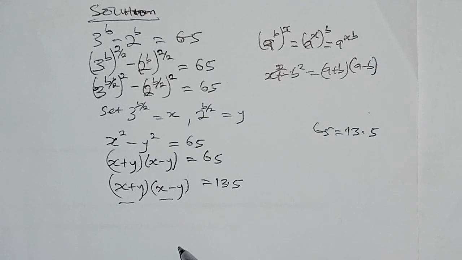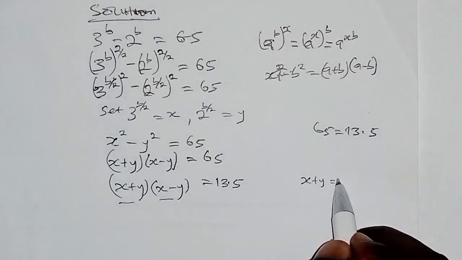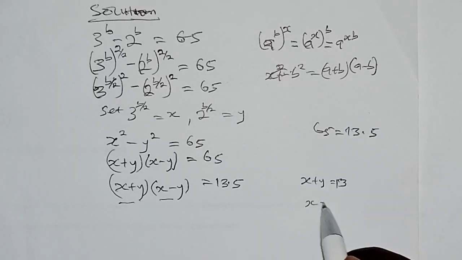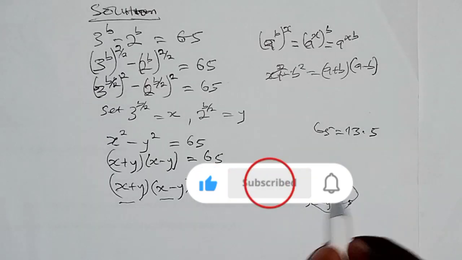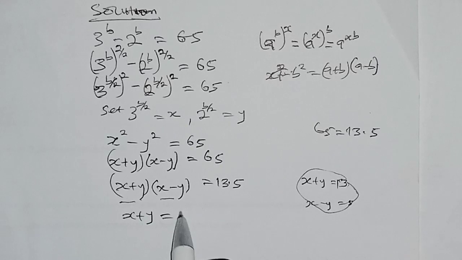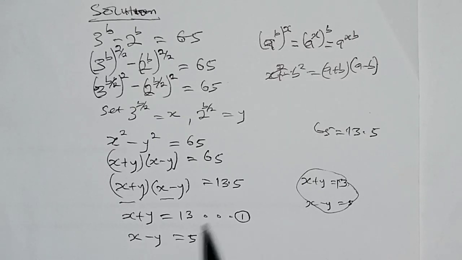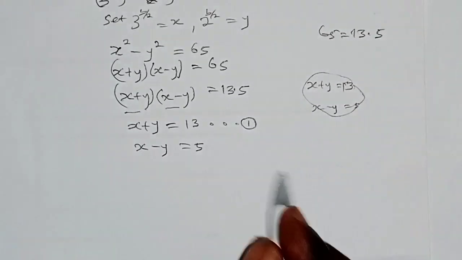If that is the case, we can have that x plus y is equal to 13, and then x minus y will be equal to 5. So I'm going to split this question in this way. I will have that x plus y is equal to 13, which I can call equation 1, and x minus y is equal to 5. Now I can go ahead and solve these two equations.